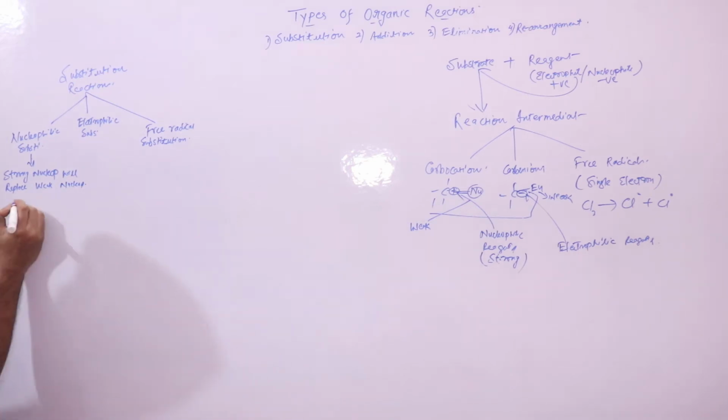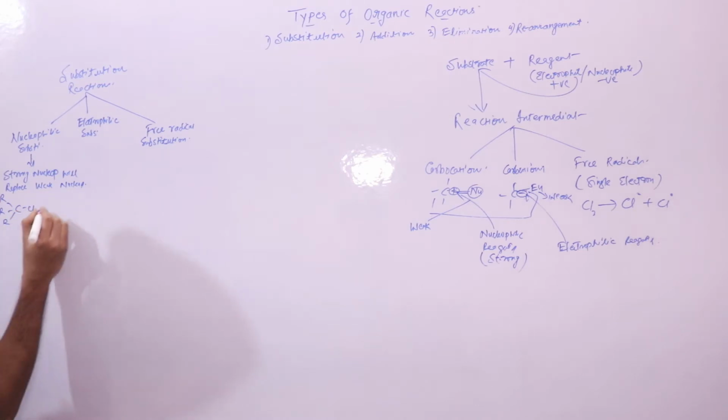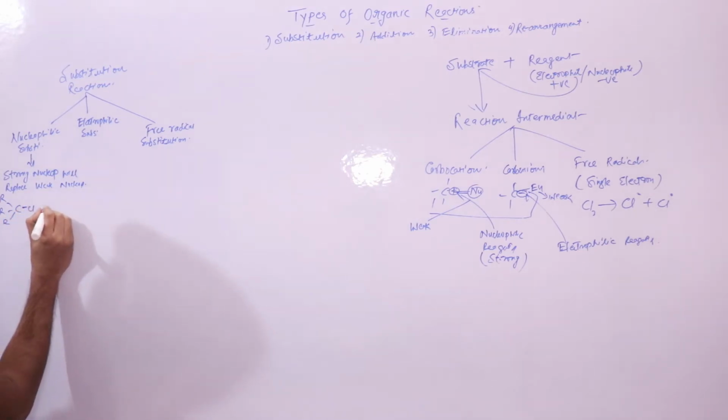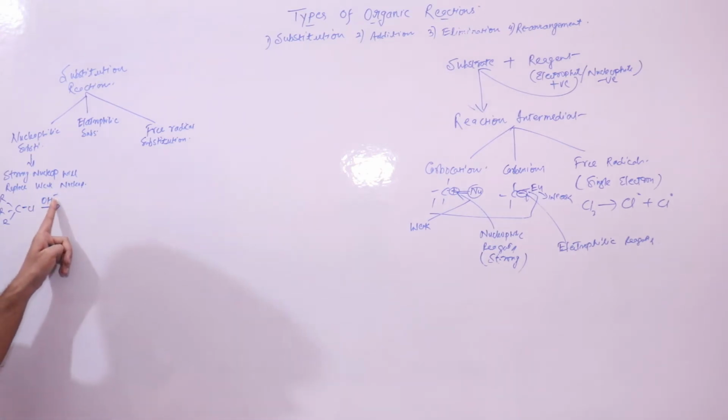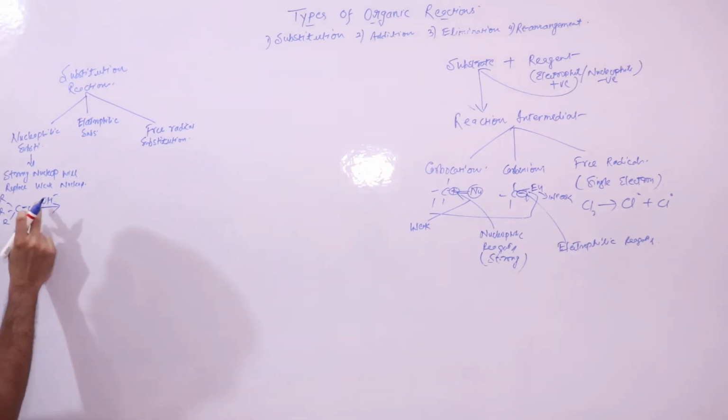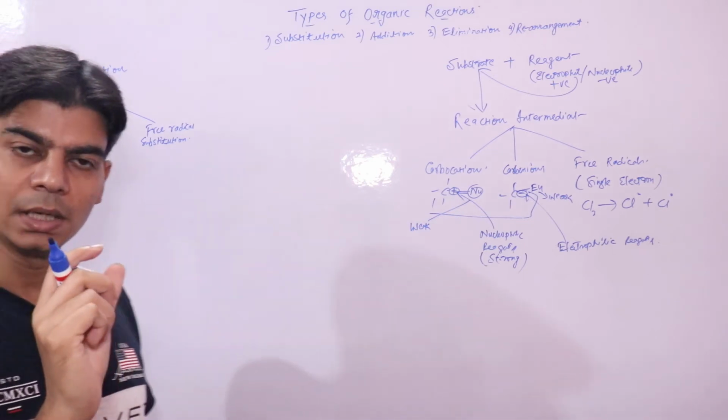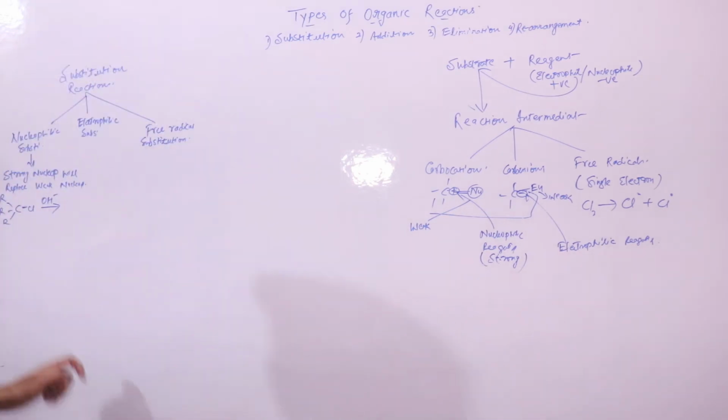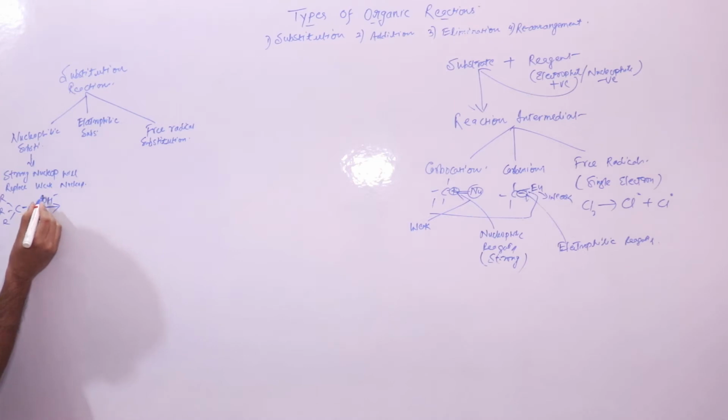For example, if you have a tertiary halide, when it is attacked by a nucleophilic reagent, the hydroxyl ion, we know that it is a nucleophilic reagent. It has a lone pair of electrons. The oxygen atom of this nucleophile has a lone pair of electrons.